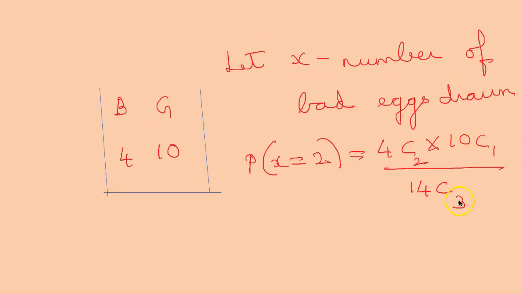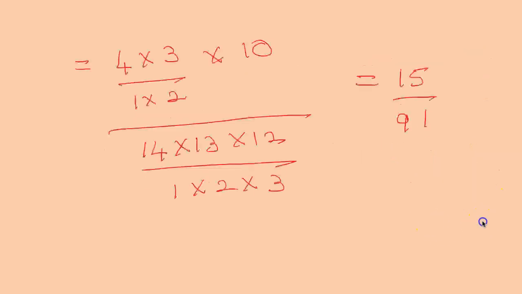So the denominator is 14C3. The numerator is: 2 bad eggs can be drawn from 4 bad eggs in 4C2 ways, and 1 good egg can be drawn from 10 good eggs in 10C1 ways. So it is 4C2 into 10C1 by 14C3. So your answer is 15 by 91.